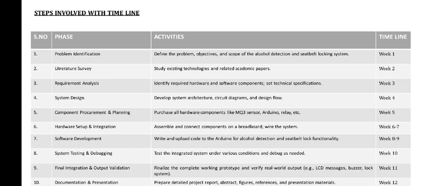Steps involved with the timeline. The timeline outlines the different phases of our project. First, we identified the components, then designed the circuit and developed the Arduino code. This was followed by simulation testing, debugging and demonstration. Each step was completed over a span of several weeks.